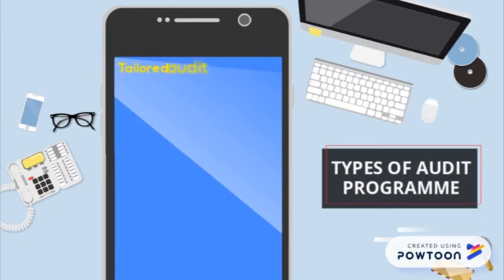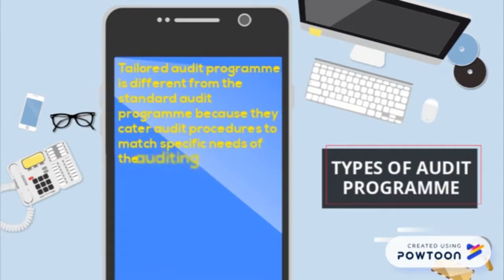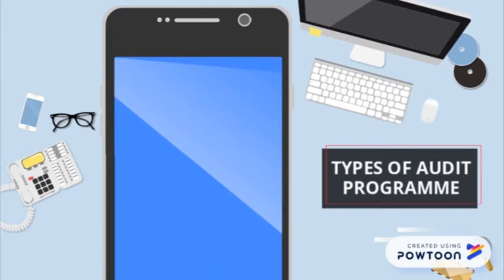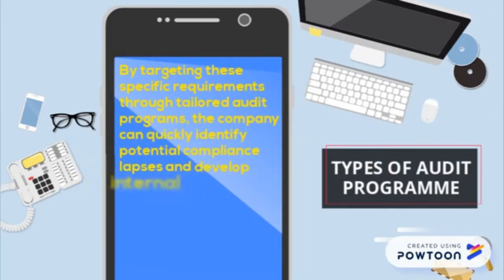Tailored audit program is different from the standard audit program because they cater audit procedures to match specific needs of the auditing entity. These audit programs are tailored to reference specific areas such as business procedures, legal documents and assets. By targeting these specific requirements through tailored audit programs, the company can quickly identify potential compliance lapses and develop internal controls to offset these vulnerabilities.